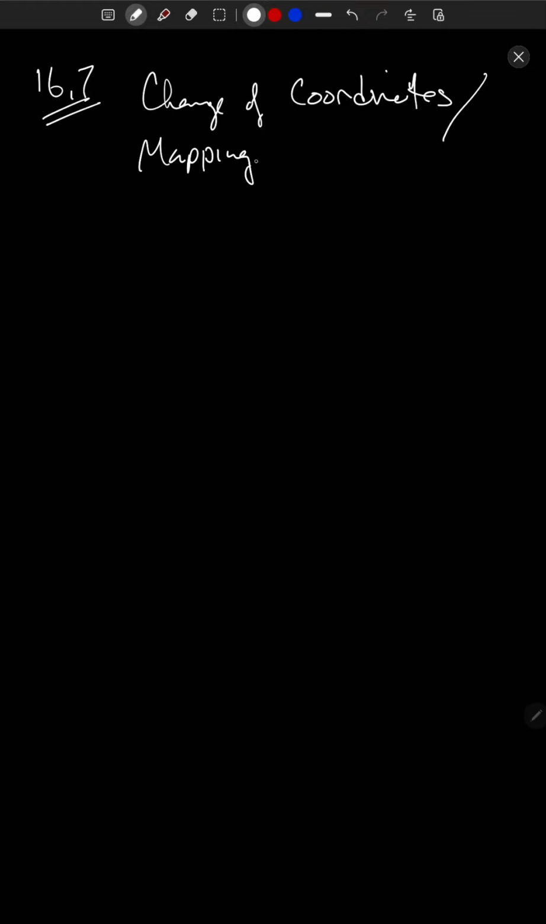Okay, so this is 16.7, change of coordinates, and I'm going to say slash mappings. All right, so the idea here is we have our usual xy. So let's start with just two variables. So our domain is just x and y. We'll talk about the space or three-dimensional version a bit later.